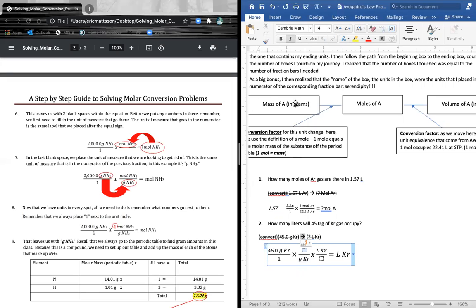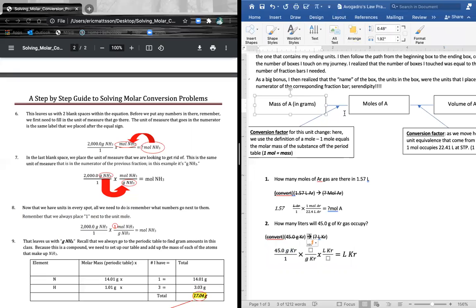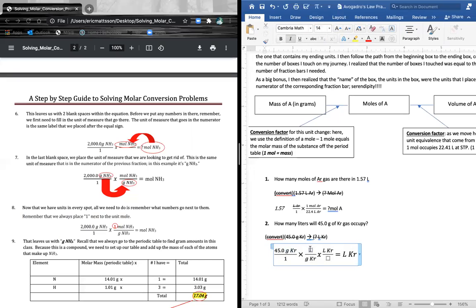But I realized that all I have to do is go back to my diagram. So this fraction bar here corresponds with mass. So you can see the unit here is grams. So this is a mass box. The only place I can go with mass, the next place on my journey, is over to the moles box. So that means this is the moles conversion factor. So this is the unit that goes in this spot right here. So this is going to be moles of krypton.